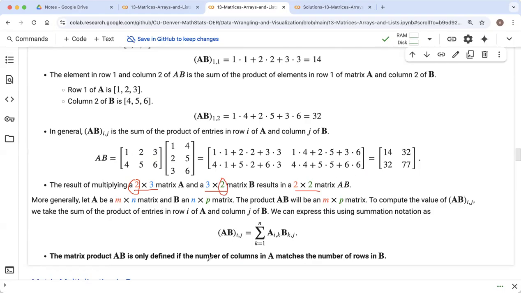And so we could generalize this to matrices of any size. If I take a matrix which is M by N, so it has M rows and N columns, then the product is only going to be defined if my second matrix B also has the same number of rows, N, as matrix A had columns. So I can take an M by N matrix A, multiply it on the right by an N by P matrix B, and the resulting product AB will have size M rows and P columns. So in the end, the product is going to have size M by P.